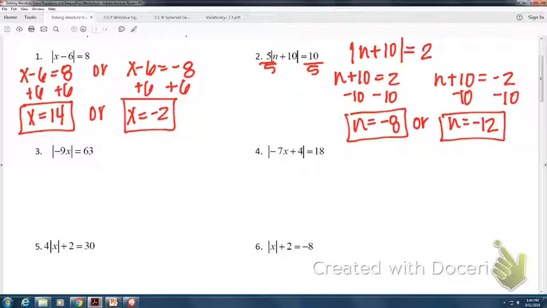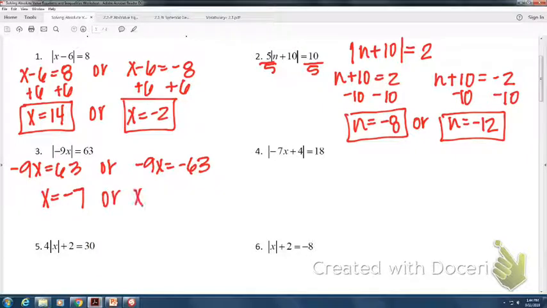Okay, number 3, absolute value of negative 9x equals 63. What are my 2 equations? Very good. So you don't have to separate the 9 and the x, because it's inside of your bars. You want the absolute value to stand alone. If it's not by itself, meaning there's numbers outside of it, then you have to get it by itself. So x is equal to what? 7 or negative 7.